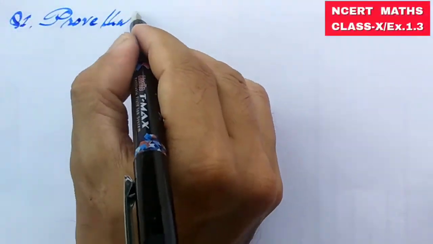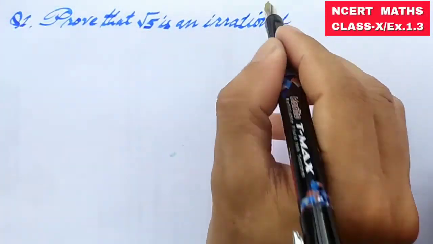Okay, let us come straight to the question. Question number 1 says: prove that root over 5 is an irrational number.